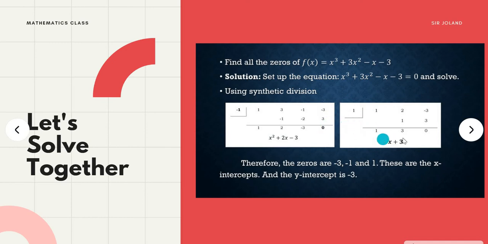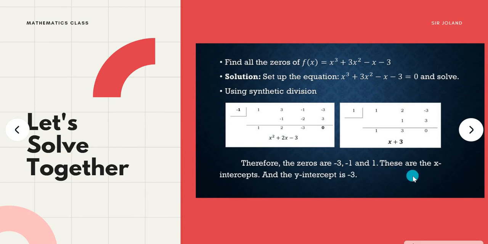And then, so magiging polynomial ulit. So, naging x plus 3 na siya, binomial. So, dito, nagating sa binomial, hindi na natin kailangan mag-synthetic dyan. So, pwede natin directly makuha siya by equating this binomial to 0. So, you just equate this, x plus 3 is equal to 0, and then you solve for x. Therefore, the value of x here is negative 3. So, yun ay pangatlo. So, we can now say that the zeros are negative 3, negative 1, and 1.